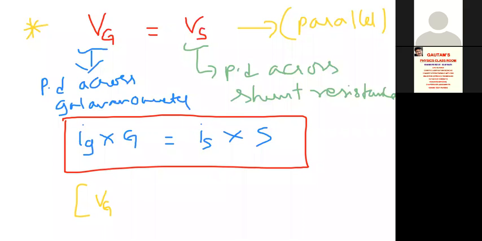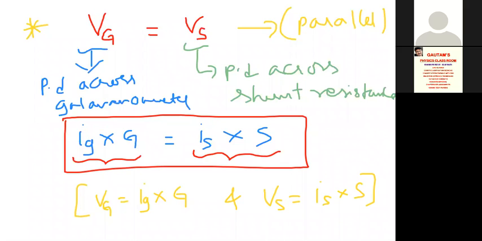So galvanometer voltage is galvanometer current into galvanometer resistance. And voltage across shunt is shunt current into shunt resistance. Like that I can write. I hope you are clear with this idea, beta. How I have given this information. I think you are clear. The potential difference across galvanometer, potential difference across shunt.